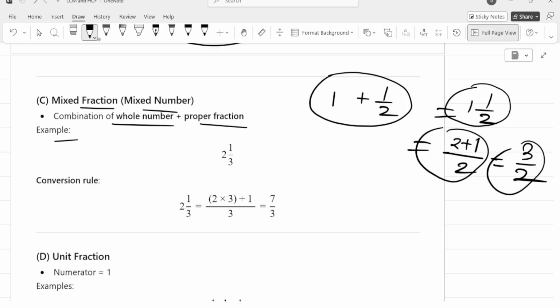Okay, these are three different types. We can note down the conversion rule: 2 and 1 upon 3, then 3 into 2 is 6, plus 1, is 7 upon 3.